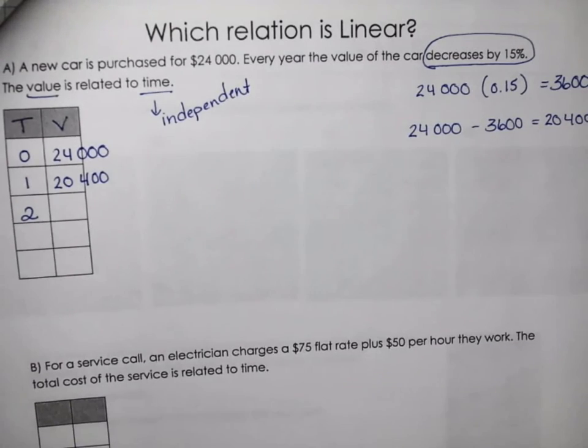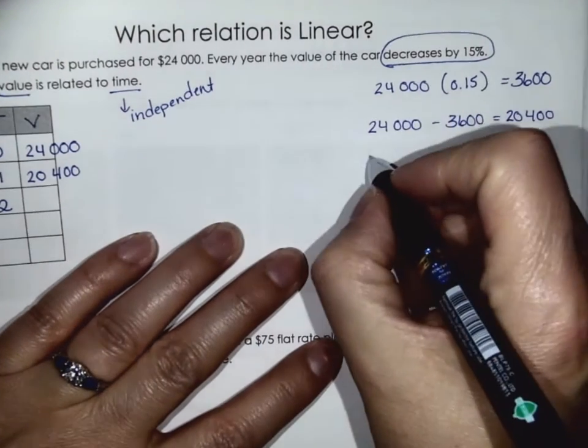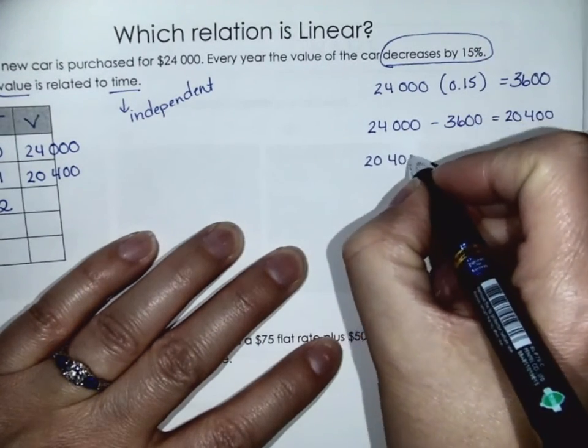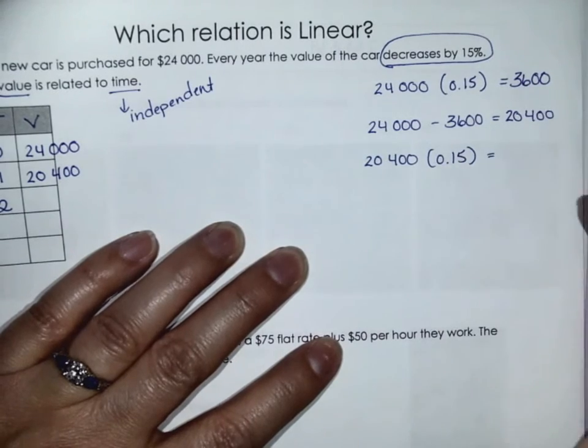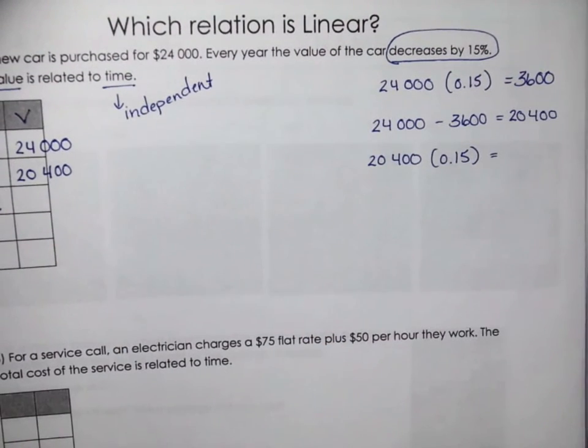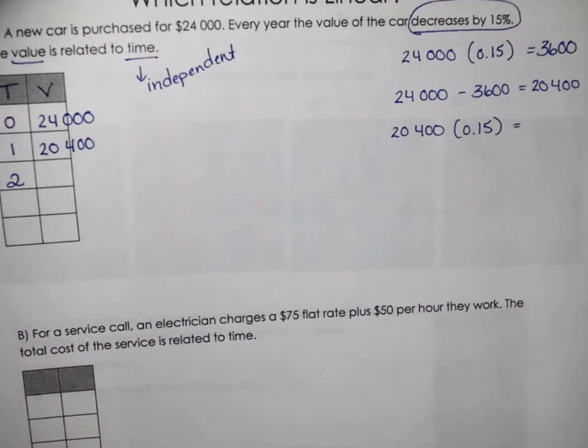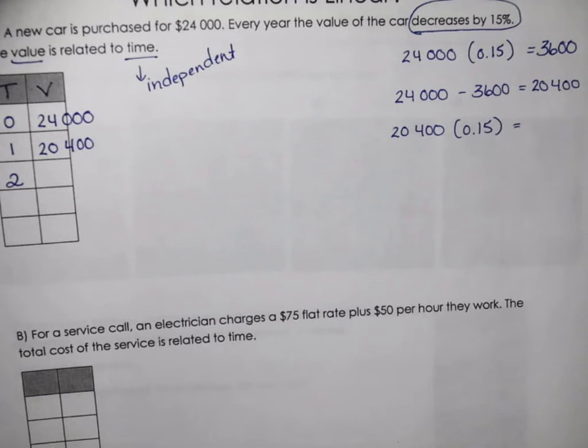So we can do it one of two ways. So we can keep going like this. We can go 20,400 times by 0.15 and get that, and we can do a subtraction. But here's my question to you. There's an easier way to do this. If it's decreasing by 15%, how much is it worth? How much is left over? What are percents measured out of? 100. So if it's decreasing by 15, what's left?